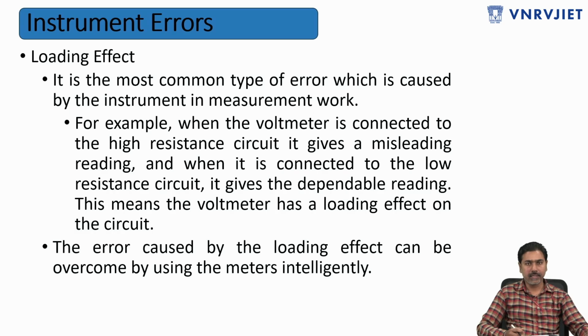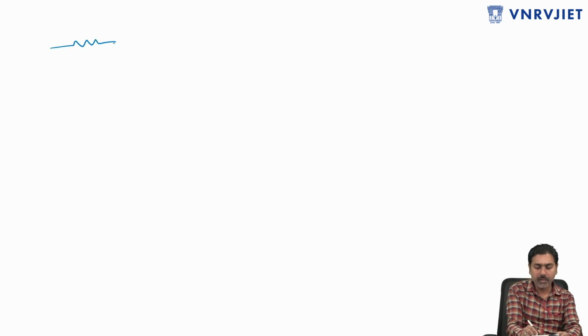Here I will explain clearly what the loading effect is and how it arises by taking a simple circuit example. Say there is a resistive circuit, two resistors connected in series, and this circuit has an applied voltage of 10 volts, suppose. Assume this resistor value is 90k and the second resistor value is 10k. And now we want to measure the voltage across this 10k.